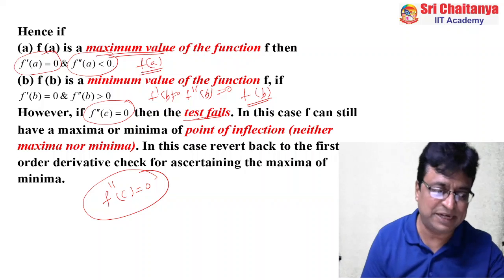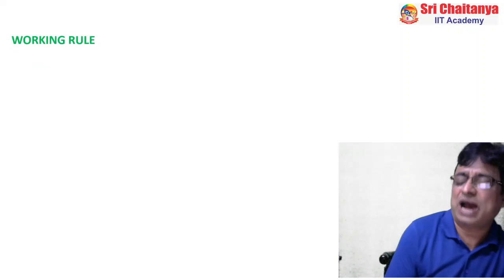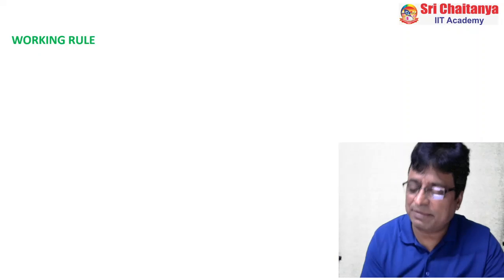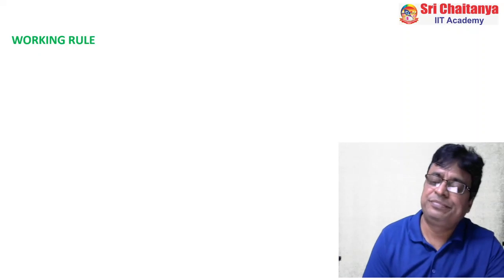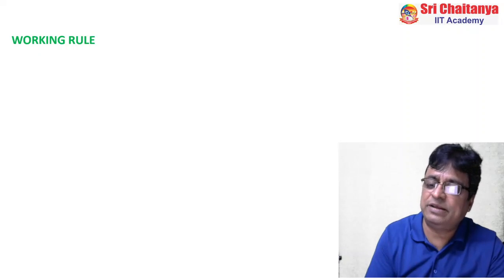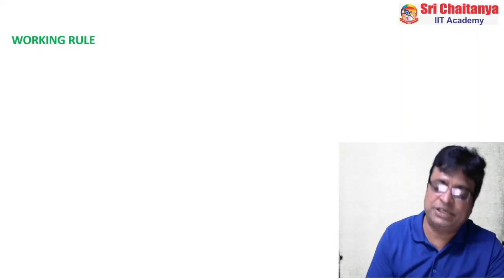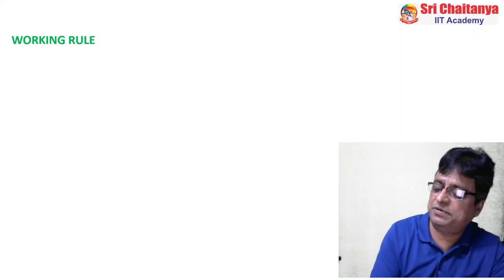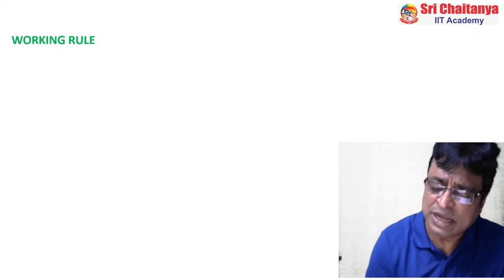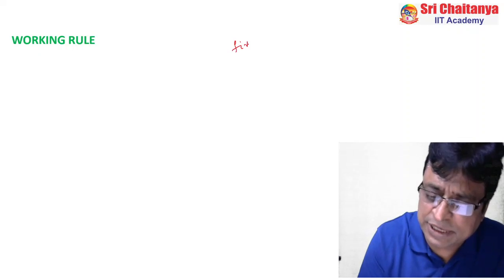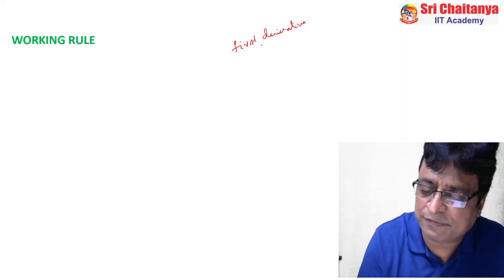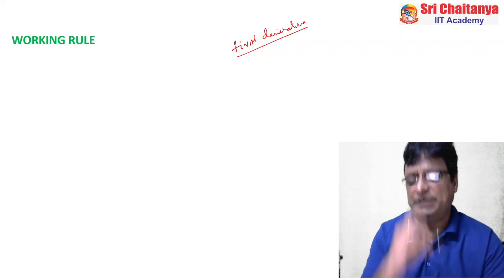Clear, my friends? So here I am giving the working rule to find the maxima and minima of a function, and how to find the maxima and minima value of the function with the help of the first derivative test as well as the second derivative test. Here is the working rule. According to the first derivative test, what to do?